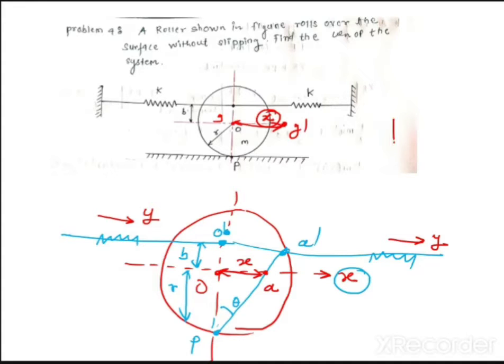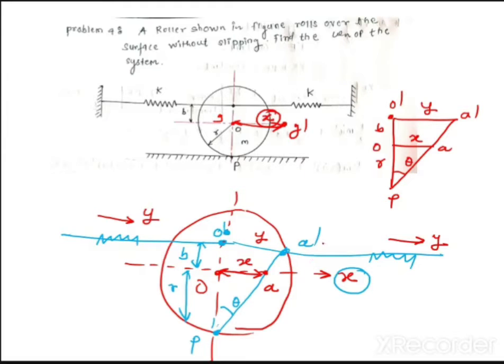So now you are getting a triangle like this. Let us say this is point P, this is point O, this is point A, this is point A dash, and this is point O dash. This distance is B, this distance is R, this distance is x, and this distance is y. What is the distance O dash A dash? It is y, the displacement of the spring, because the spring is connected at point O dash. And this angle is theta.